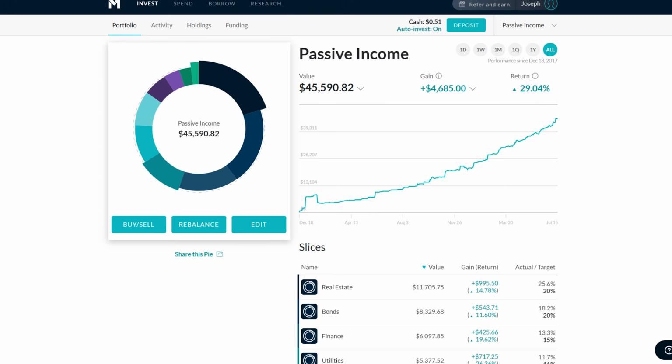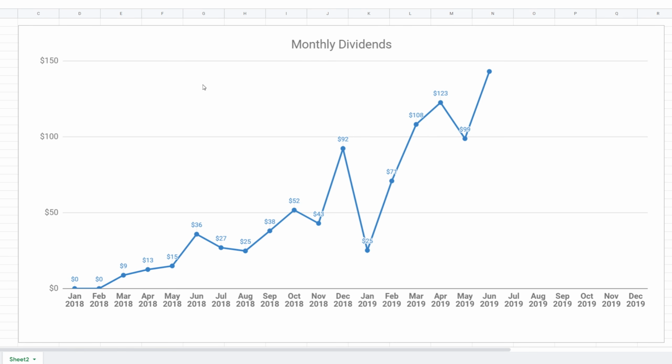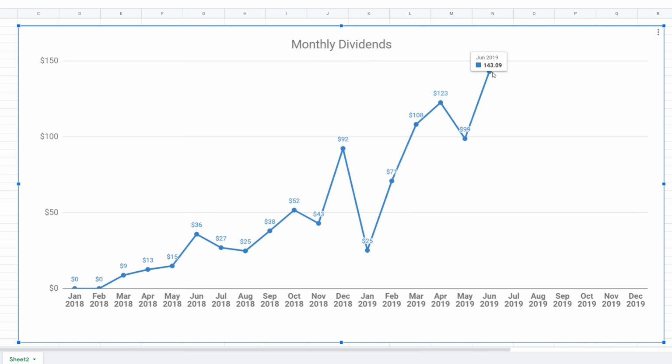So as you guys know, I've been using this graph a lot in my videos, and I say this is the data that I look at the most to see my portfolio's performance. It's the monthly dividend graph, and you can see it just increasing over time. This is the amount of money that my portfolio is putting out in yield every single month, month over month. Last month for June, I had $143 paid to me, just in cash from all my different holdings, right?